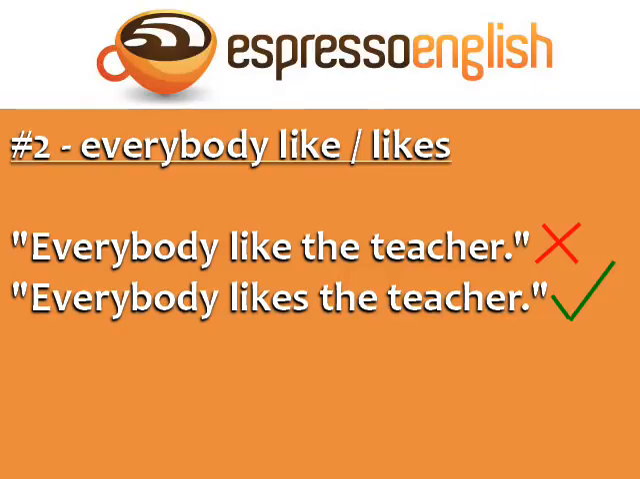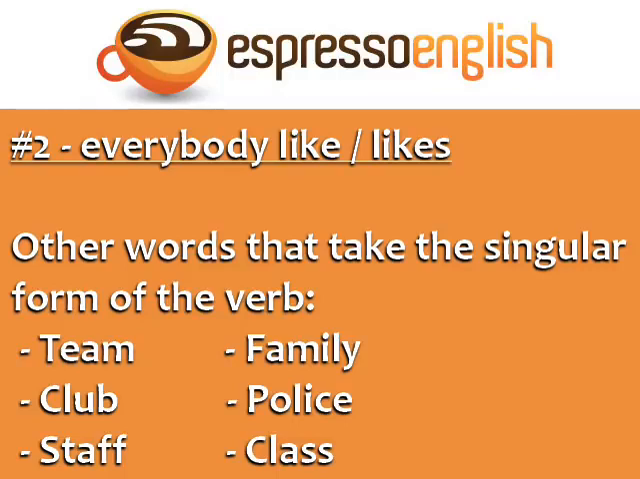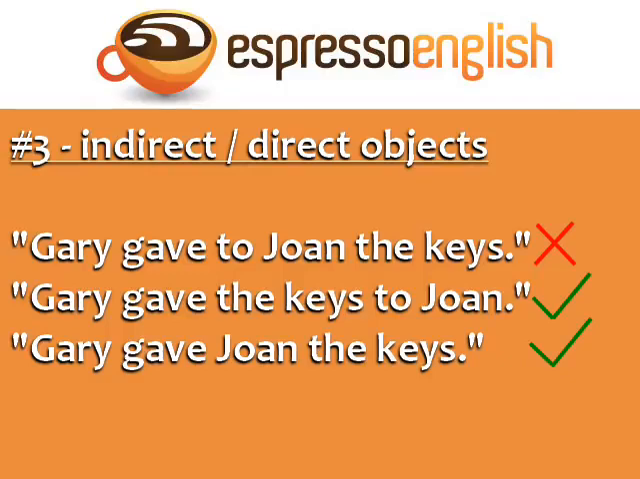Everybody like the teacher is incorrect. The correct sentence is, everybody likes the teacher. The words everybody, anybody, somebody, and nobody all take the singular form of the verb. Everybody refers to many people, but it considers them as a group. Other words that refer to many people but take the singular form of the verb include team, club, staff, family, police, and class. Number 3.